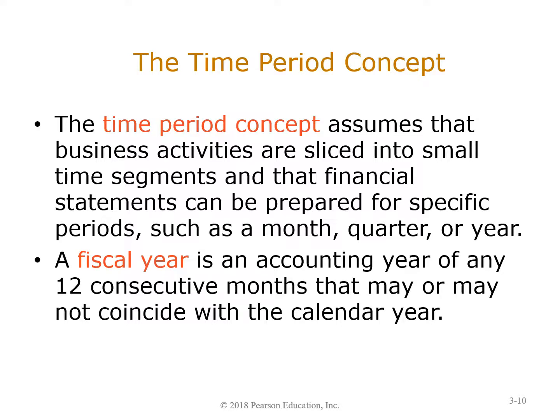A fiscal year is an accounting year of any 12 consecutive months. Although they often have a year end of 12/31, they don't have to end at December 31. Some companies end at June 30th. So we call that a fiscal year. It's the 12 months that that company chooses to report on.